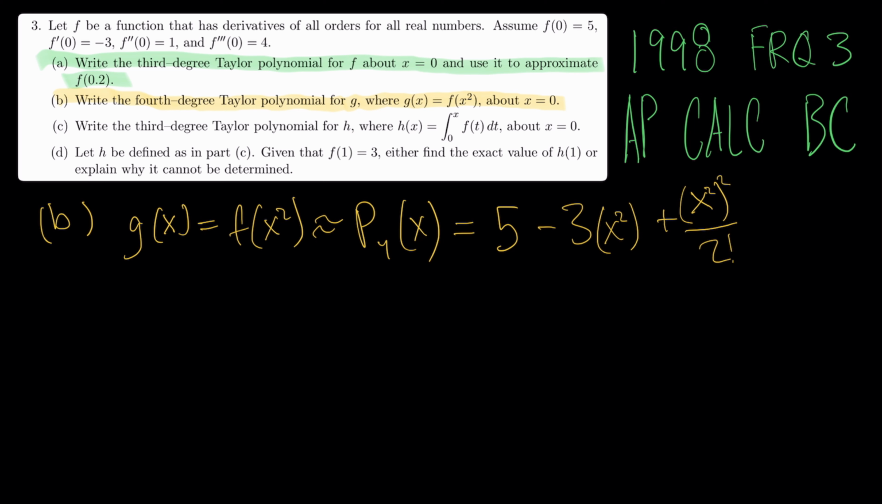This is the fourth degree Taylor polynomial for g, because our last term has the fourth degree, because x squared squared is x to the fourth. So if you'd like, I can just rewrite this a little more simply. So we have g of x equals 5 minus 3x squared plus x to the fourth over 2 factorial. And that does it for part B.